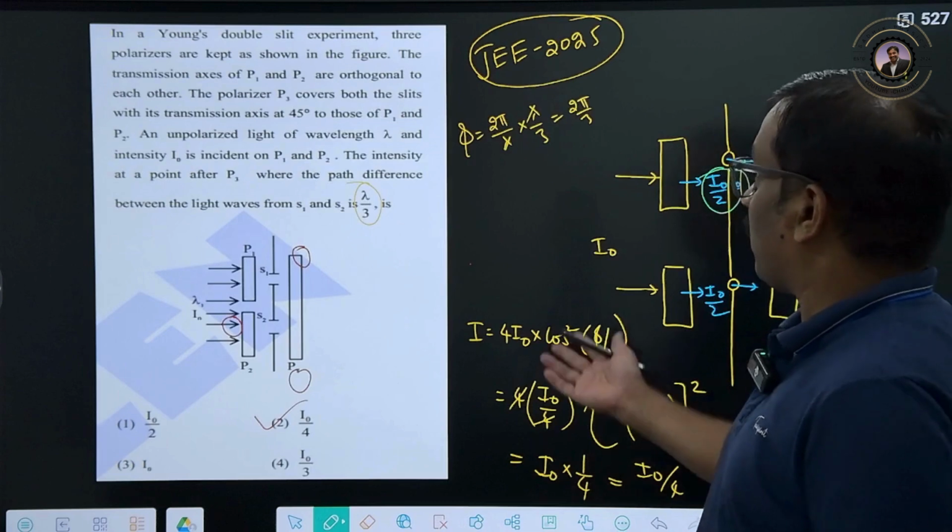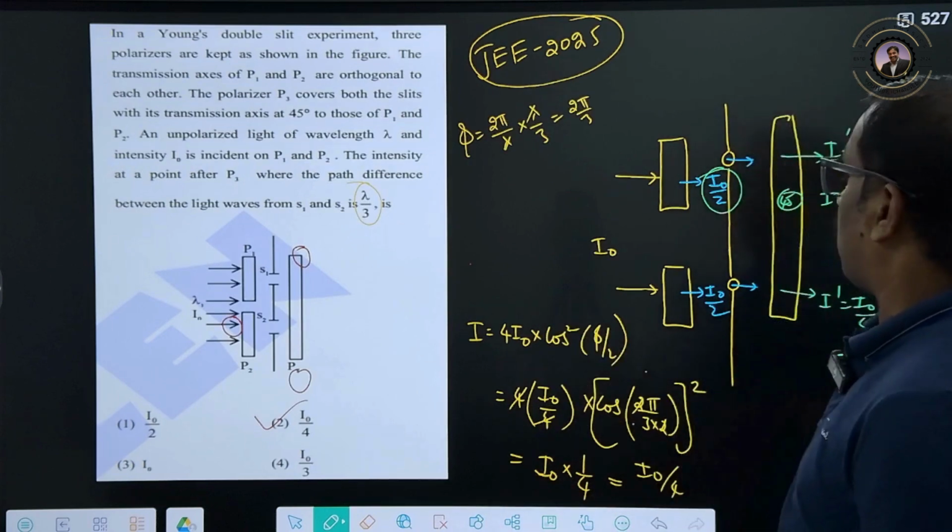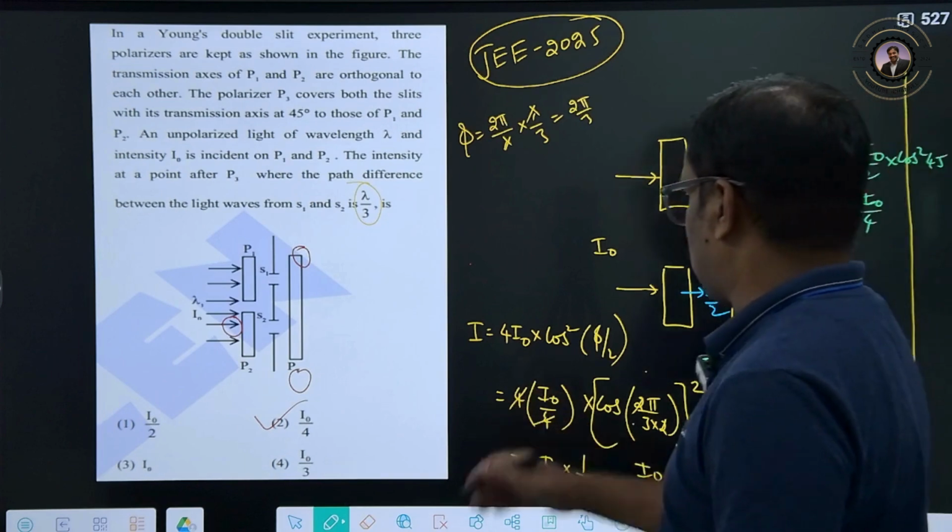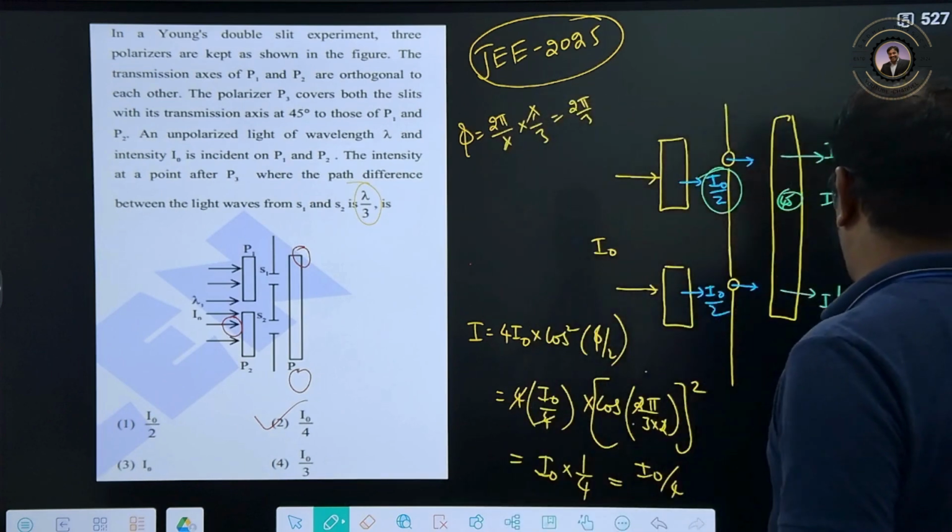Right? So very good question, which was framed in JEE Mains. So go through it. Now we'll see one more.